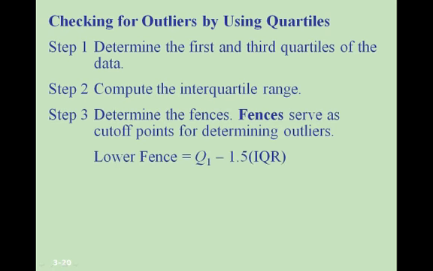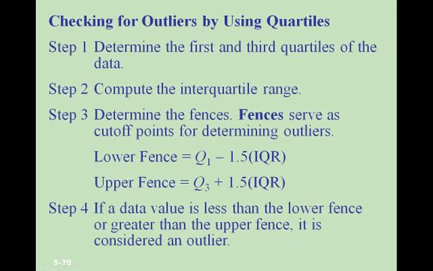We have a lower fence, which is Q1 minus 1.5 times the IQR, and a formula for our upper fence, which is Q3 plus 1.5 times the IQR. Step 4, if a data value is less than the lower fence or greater than the upper fence, it is considered an outlier.